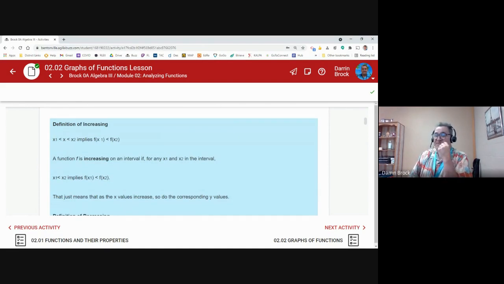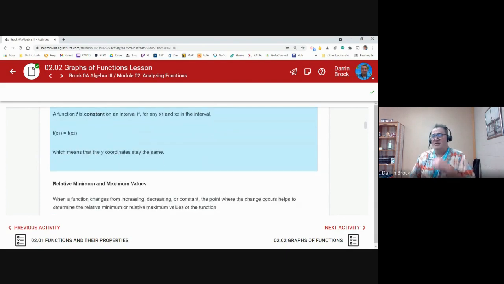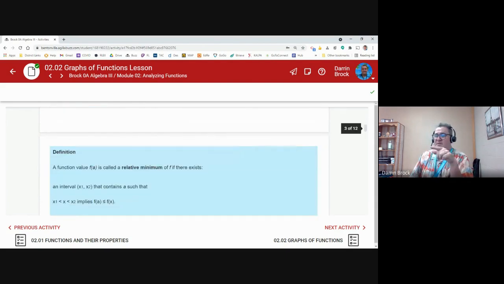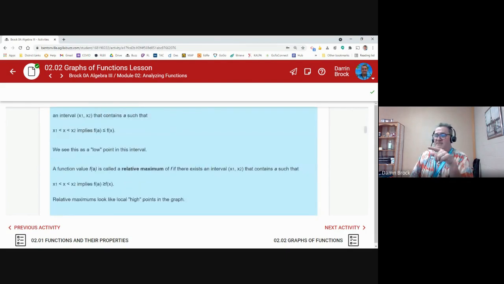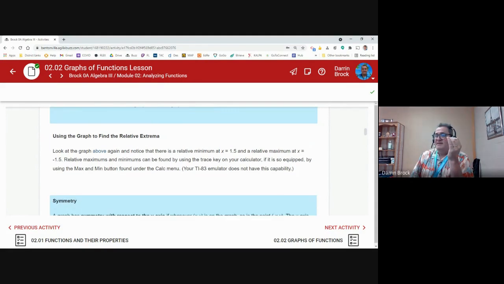Increasing, and they give some fancy math terms. If x1 is less than x and x is less than x2, that means the point x1 is less than the point x2. And decreasing and constant. It talks about all three of those, and then relative minimum and maximum. So it gives the official mathematical definitions. And relative extrema. So it uses extrema. So again, relative minimum is an extrema.